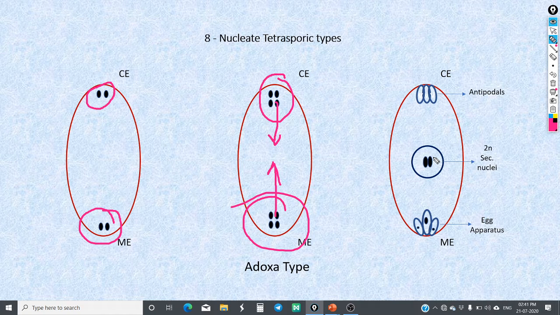In this case, only two polar nuclei are present. So one male gamete comes and fuses with this, resulting in the formation of a triploid primary endosperm nucleus. So it is very important because it provides nourishment to the developing embryos. Okay, so here a secondary nucleus with the 2N number is formed, and the remaining three, which are present at the chalazal end, develop into antipodals. Okay, this is the Adoxa type. What you have to remember is that a 2 plus 2 arrangement of nuclei is seen in the Adoxa type. So this is the 8 nucleate tetrasporic type in Adoxa.